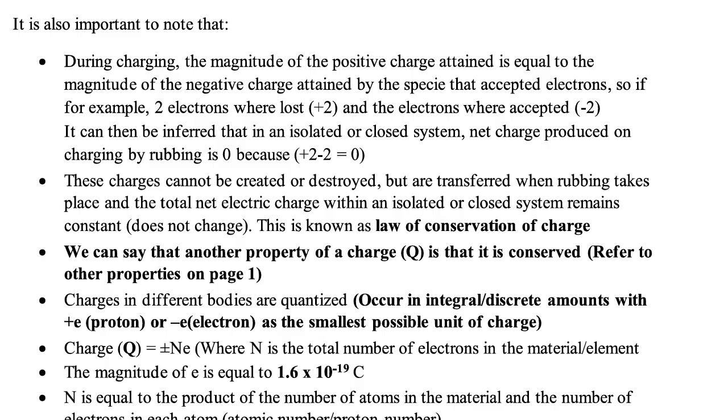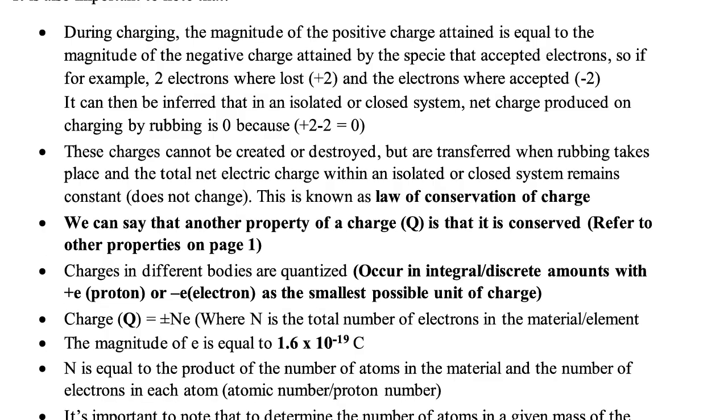So it can then be deduced or inferred that in an isolated or closed system, that's where no external force or external system is acting, the net charge that will be produced on a material, or during the process of charging by rubbing, is 0. You can see it here. So the one that has lost electrons will be what? +2, while the one that gained will be what? -2. When you add it together, the net charge is 0.